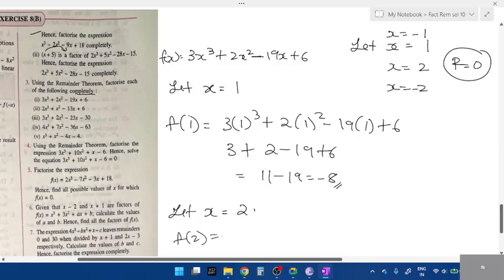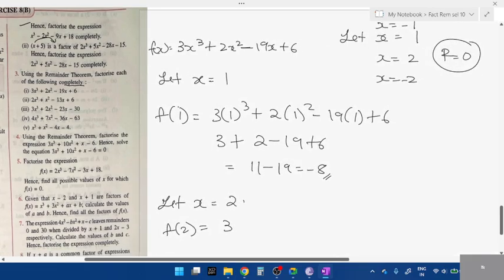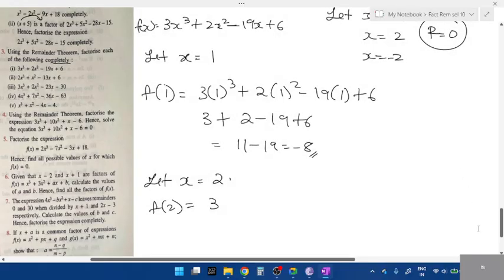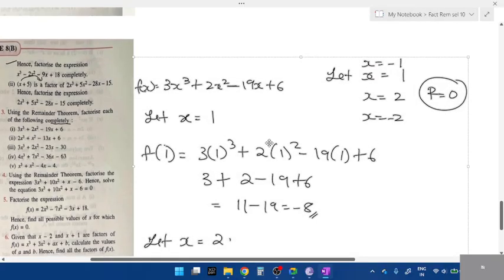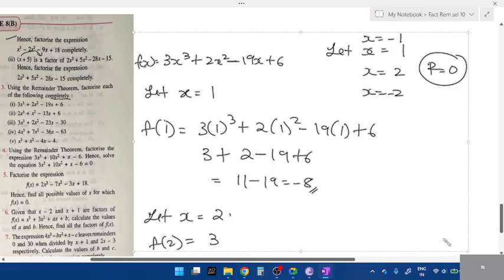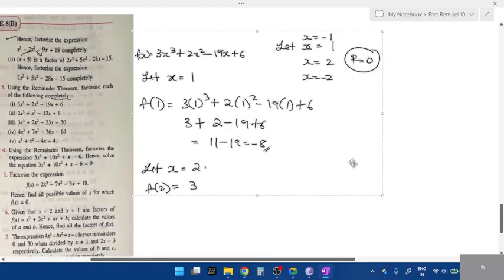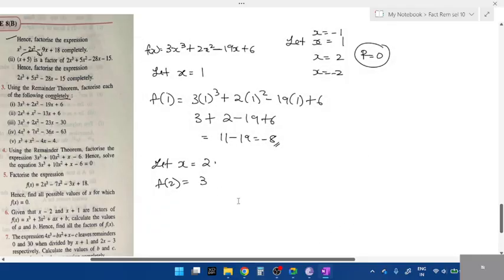f of 2 is equal to 3. See, there's no other option but to solve like this. This we call the hit and trial method, or assumption method. We just assume some value. A particular question like this will take at least 3 to 4 minutes. I'll explain in a shorter way how to calculate.